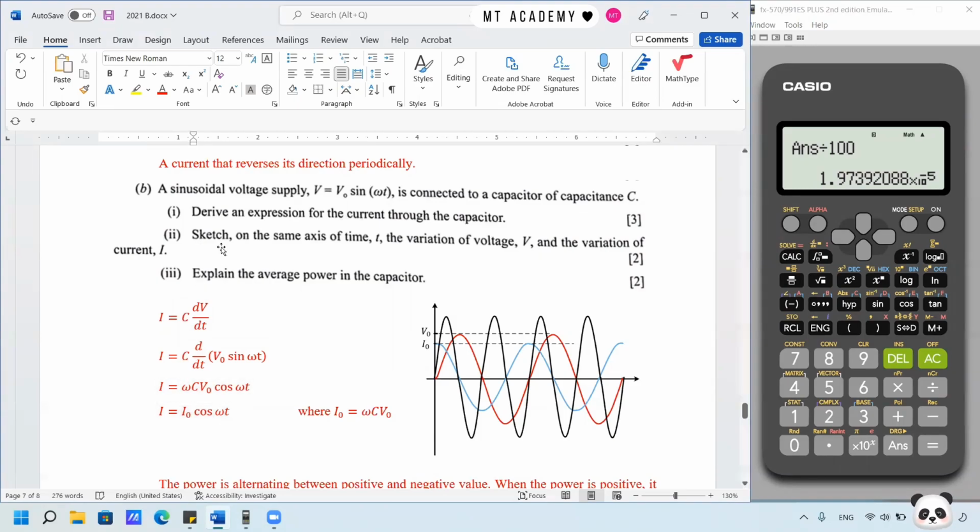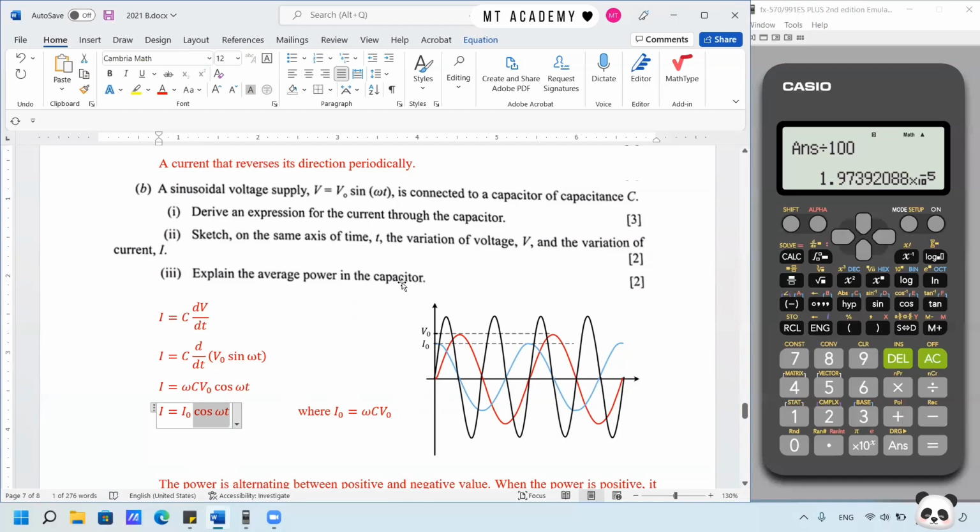And then we're going to sketch the graph, the variation of the voltage and the variation of the current. You should understand that the current is leading for the capacitor. It depends on the equation given, so it should be a cosine wave, while the voltage should be a sine wave. From here, we can see I is leading the voltage. The waveform here is referring to the power, but you actually don't need to draw it, but it is for question number 3. Explain the average power in the capacitor.